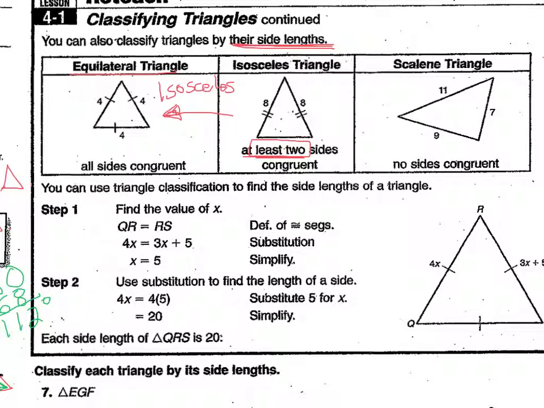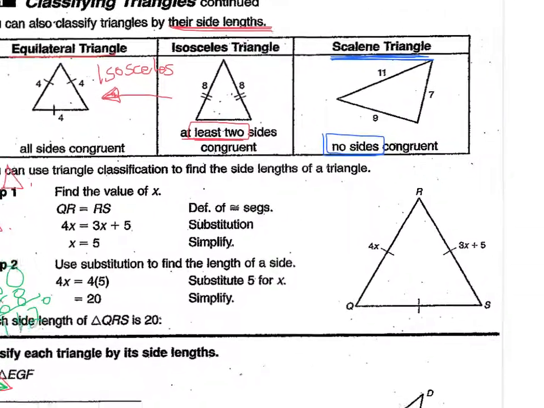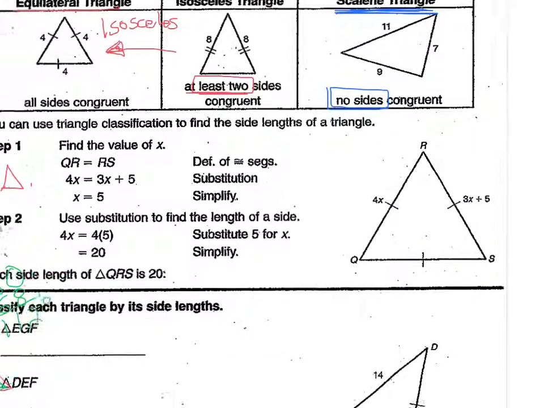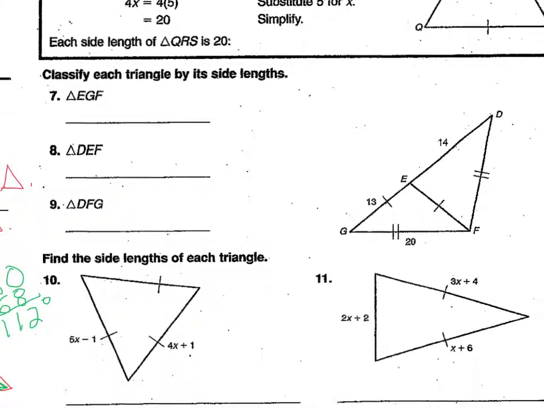And the third one, it says scalene. And the scalene is when you have no sides congruent. So all the numbers are different, no tick marks whatsoever. And in some cases, I'm going to give you the triangle, and that triangle is going to have the tick marks, and you're going to have algebraic expressions. You just let them equal if they have tick marks, okay? So let's go ahead and try number 7.